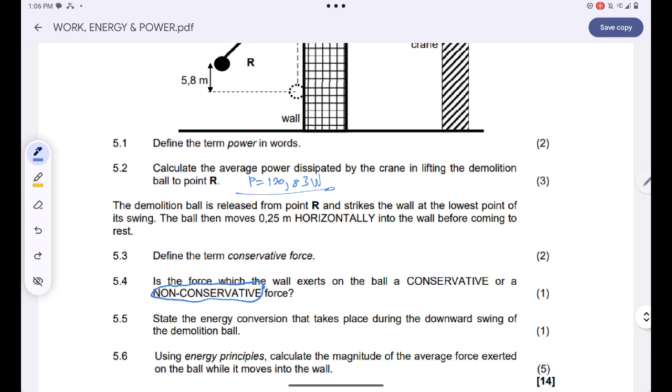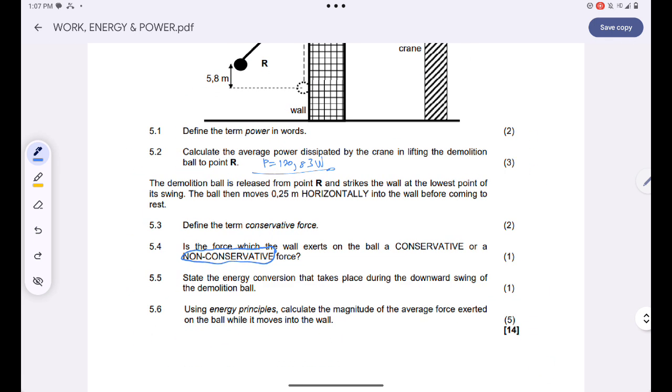Then I must state the energy conversion that takes place during the downward swing of the demolition ball. Here at point R, guys, we only had potential energy. This ball was held at rest. But when it gets released, this potential energy will be converted to kinetic energy. That's why there is movement. Are you together? So the energy conversion happens from potential energy to kinetic energy.